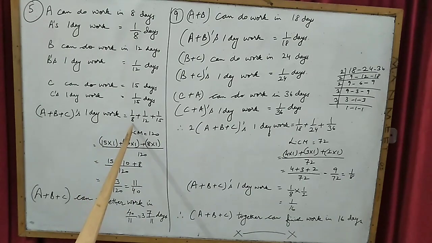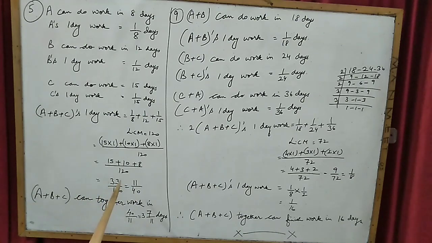8 into 15 is 120, so 15 into 1. 12 into 10 is 120, so 10 into 1. 15 into 8 is 120, so 8 into 1. 15 into 1 is 15, 10 into 1 is 10, 8 into 1 is 8, and the denominator is 120. Add up, we will get 33.